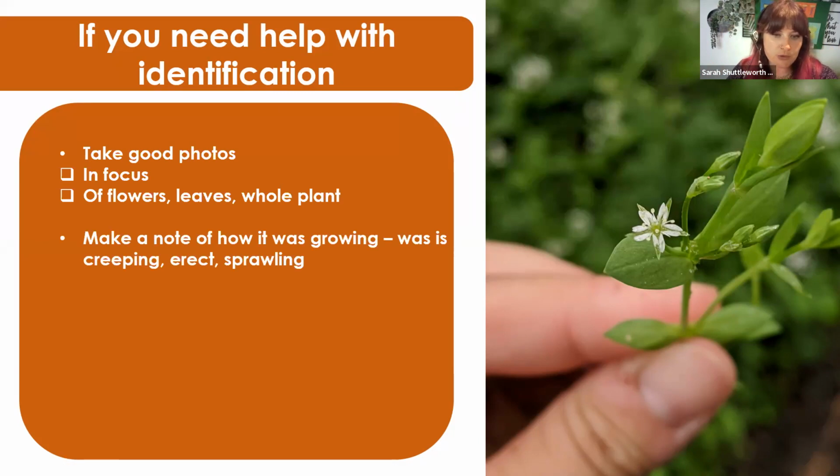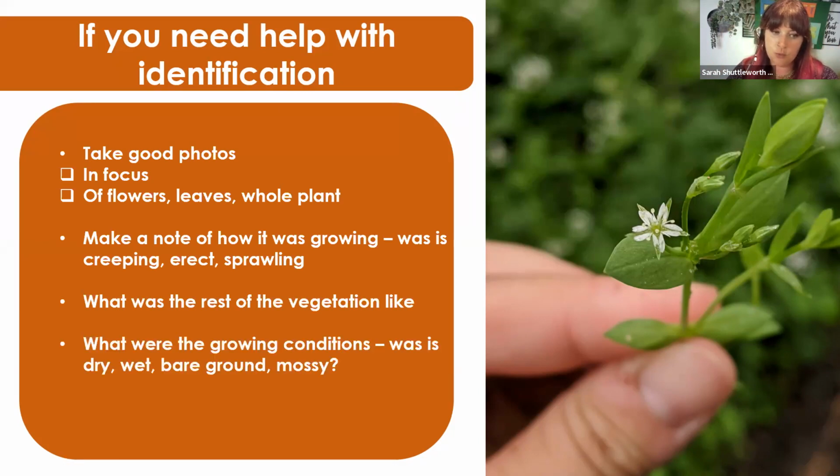Make a note of how it was growing. Was it creeping? Was it quite erect? Was it sprawling? What was the rest of the vegetation like? You know, were there other species that you could identify, in which case list them alongside the one that you're trying to find out about? What were the growing conditions like? Was it really dry, maybe quite bare ground? Maybe it looks like it's recently been established. Or was it quite wet and mossy, that sort of thing? And the time of year and the location are key to understanding what species we might be dealing with.